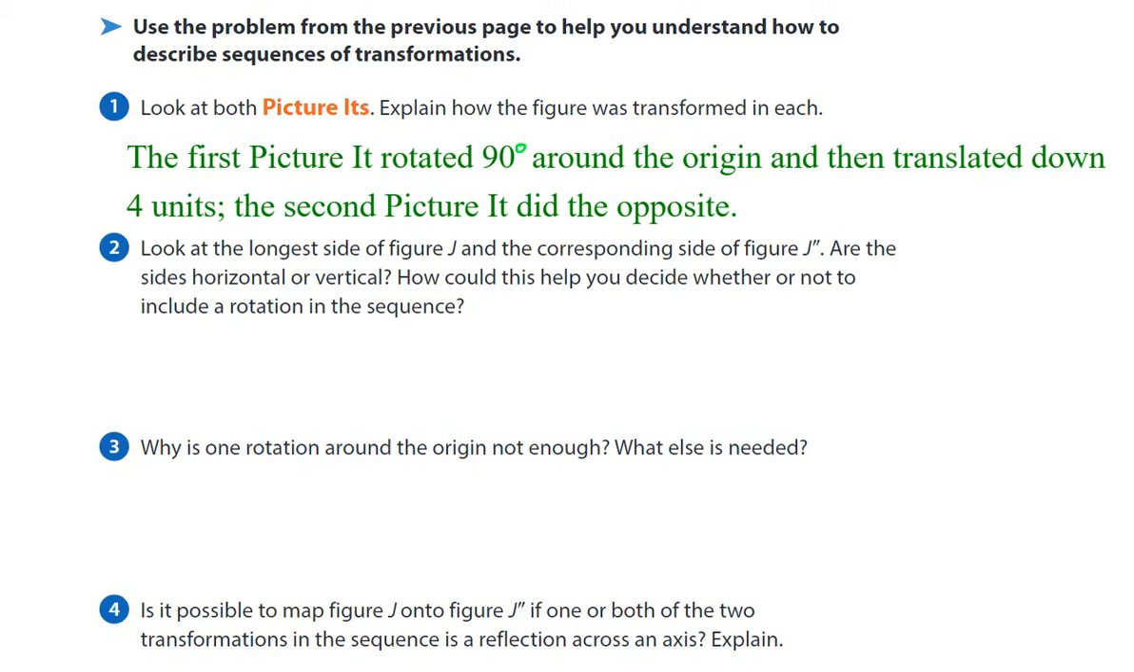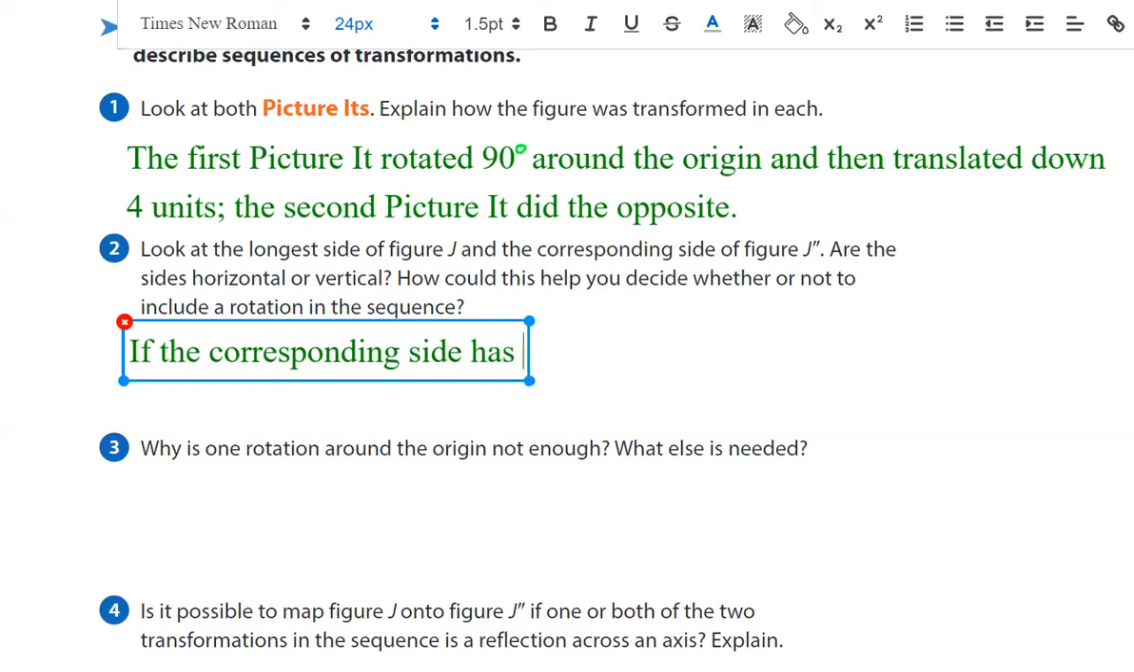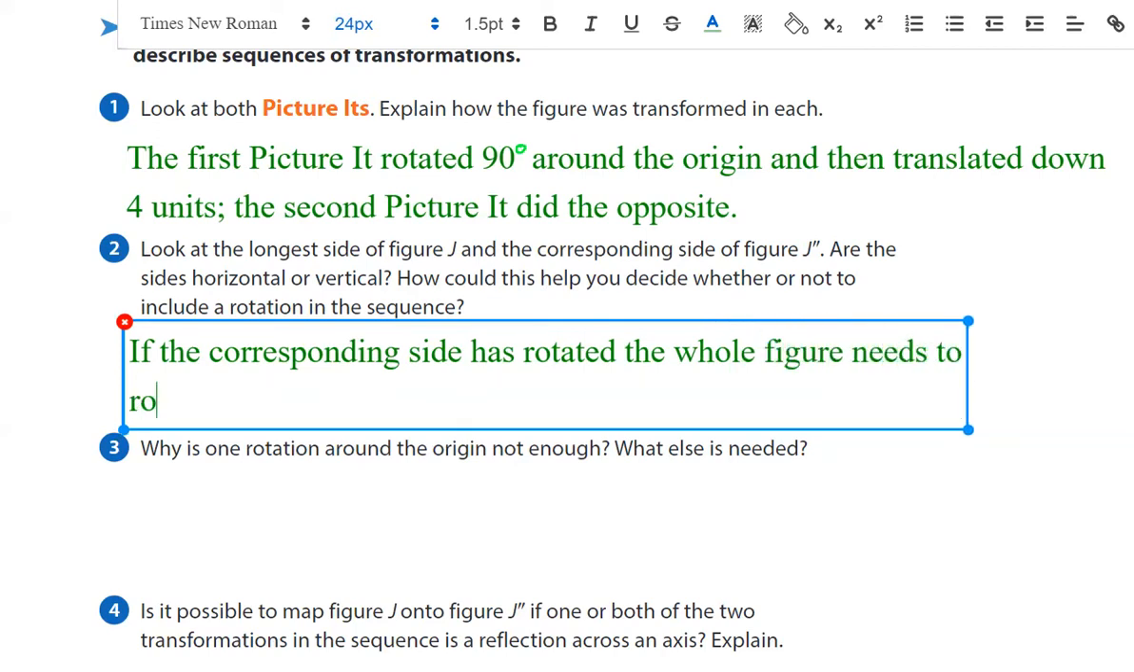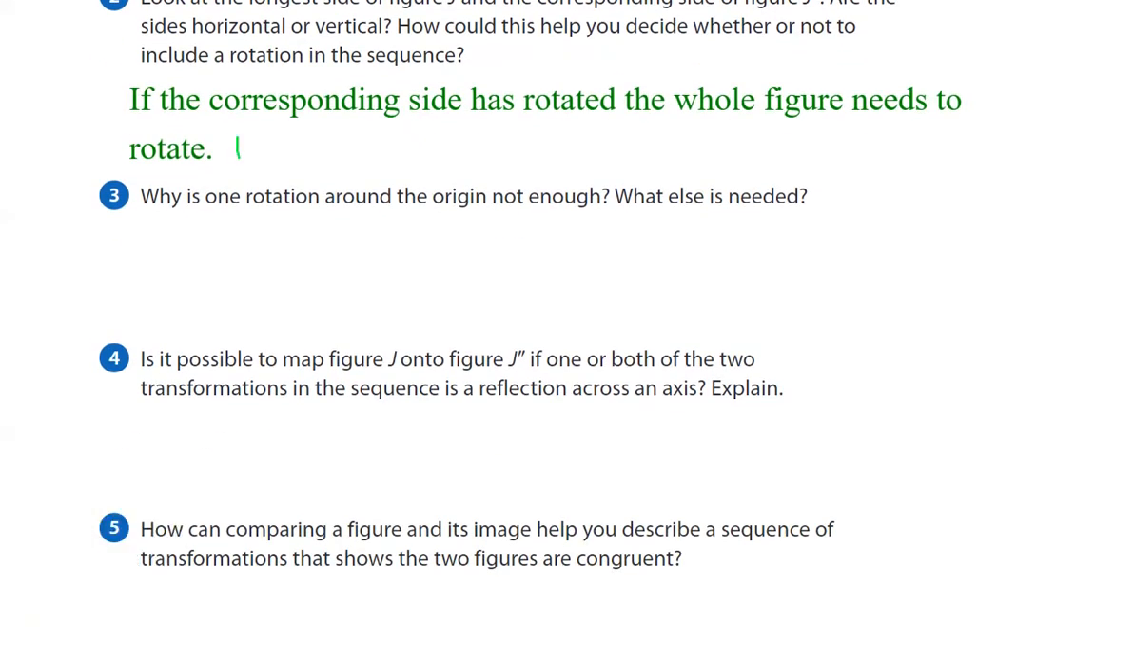So, how could this help you decide whether or not to include a rotation in the sequence? Well, if the longest side is rotated, the figure needs to rotate. If the corresponding side has rotated, the whole figure needs to rotate. Duh. Don't write duh in your book. That's not polite. Okay, you can write duh if you want to.